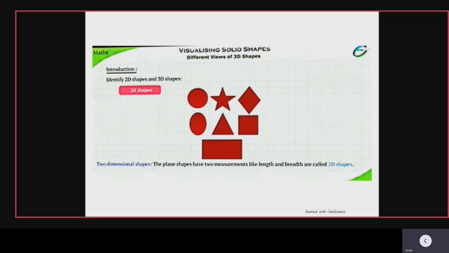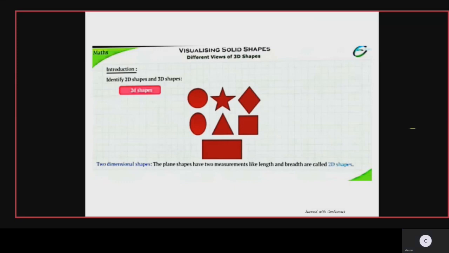Then next, write the heading: 2D shapes and their views. Okay, write down the definition there. Two-dimensional shapes: the plane shapes have two measurements like length and breadth are called 2D shapes. Okay, this is enough, and draw all the diagrams. These diagrams are the views of the 2D shapes.